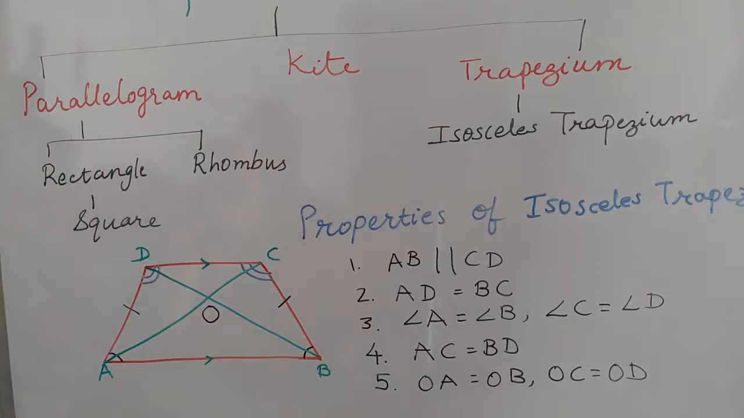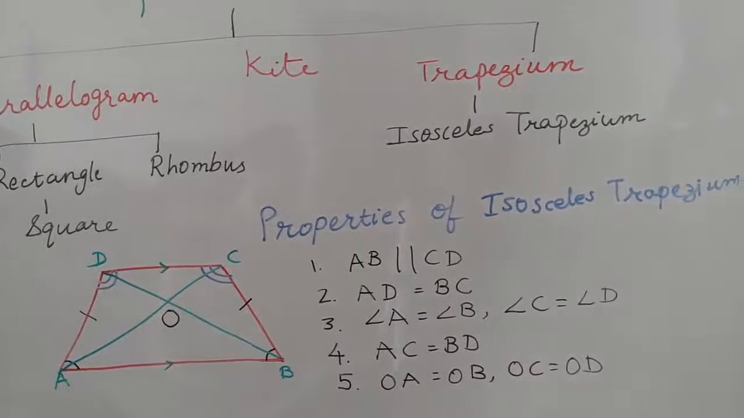So now again, first, for isosceles trapezium, one pair of the sides is parallel. The non-parallel sides are equal, that is AD is equal to BC. Then the two angles which are on the base are equal and the other two angles are also equal. Then AC is equal to BD, means the diagonals are equal. And where the diagonals intersect, from there OA is equal to OB and OC is equal to OD. So these are the properties of isosceles trapezium. Here you can see and understand.